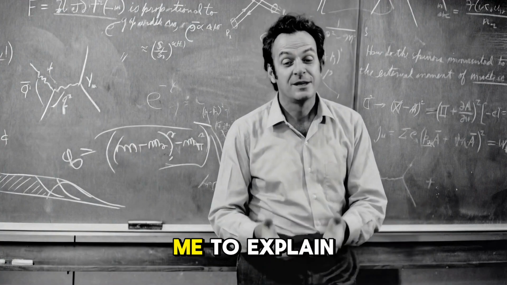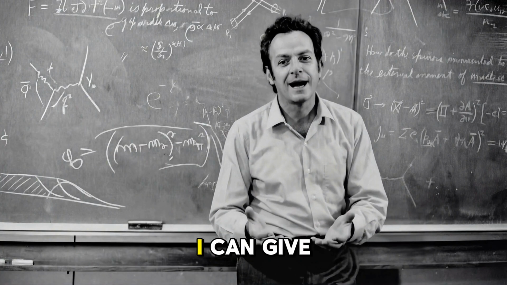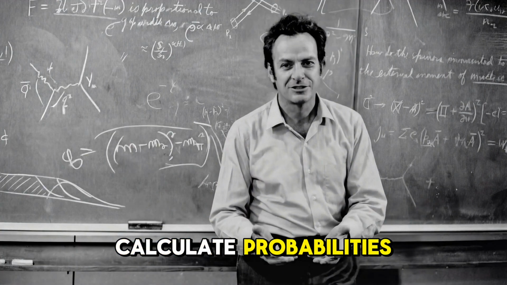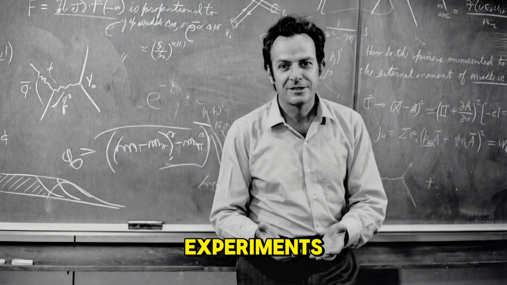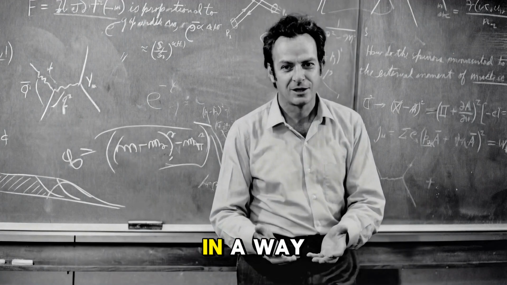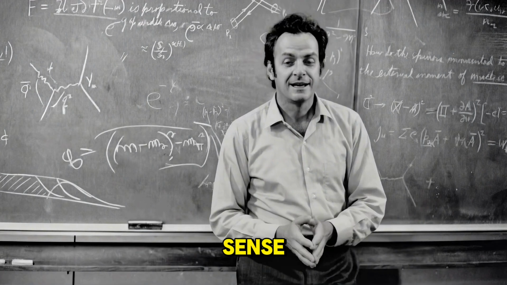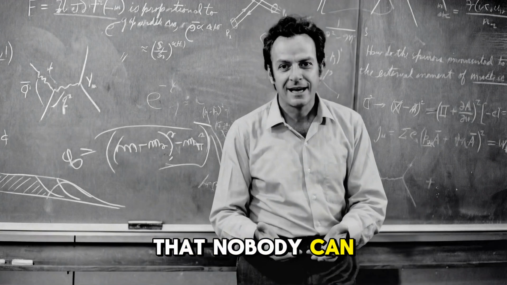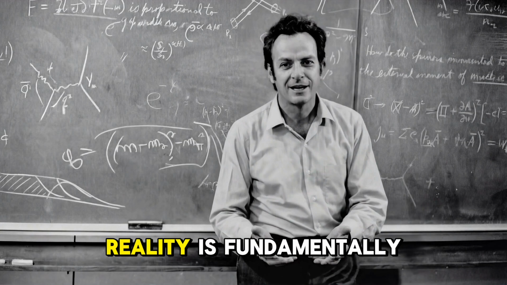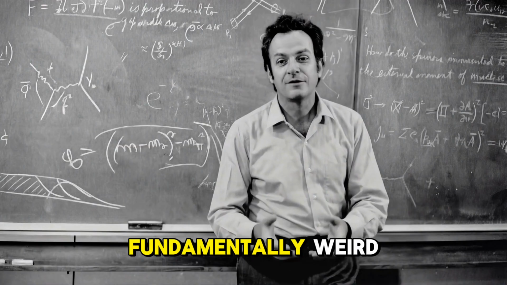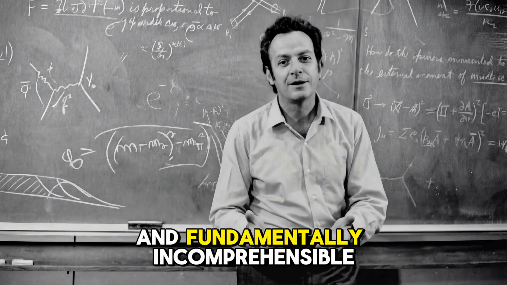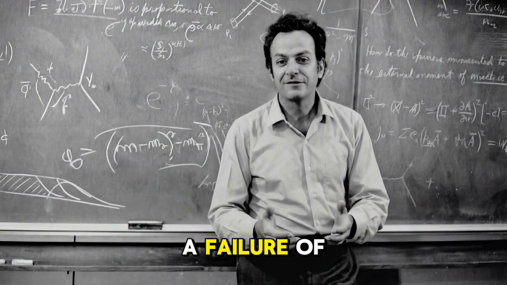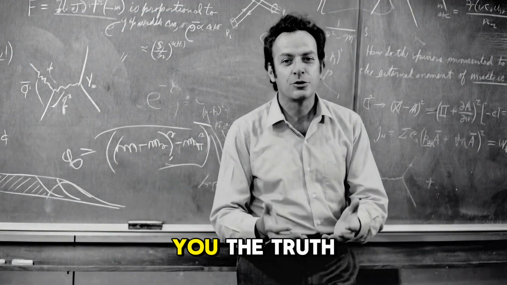So, when you ask me to explain the double-slit experiment, I can give you the mathematics. I can show you how to calculate probabilities, predict outcomes, design experiments. But if you want me to explain it in a way that makes intuitive sense, that maps onto your everyday experience, I can't do that. Nobody can. The experiment reveals that reality is fundamentally quantum, fundamentally weird, and fundamentally incomprehensible to brains evolved in a classical world. And that's not a failure of physics. That's physics telling you the truth.